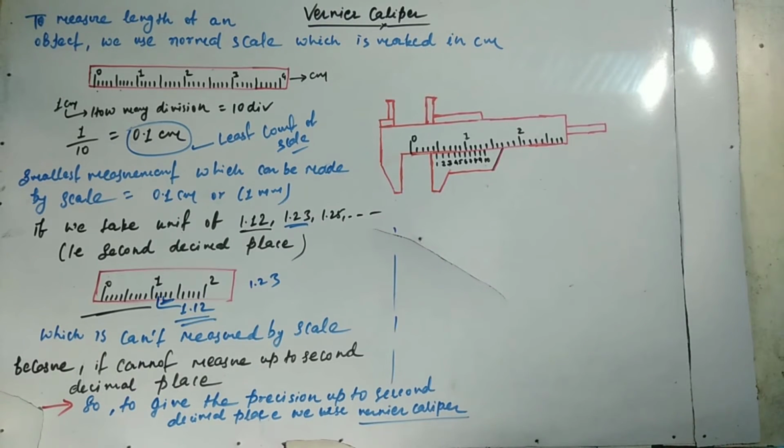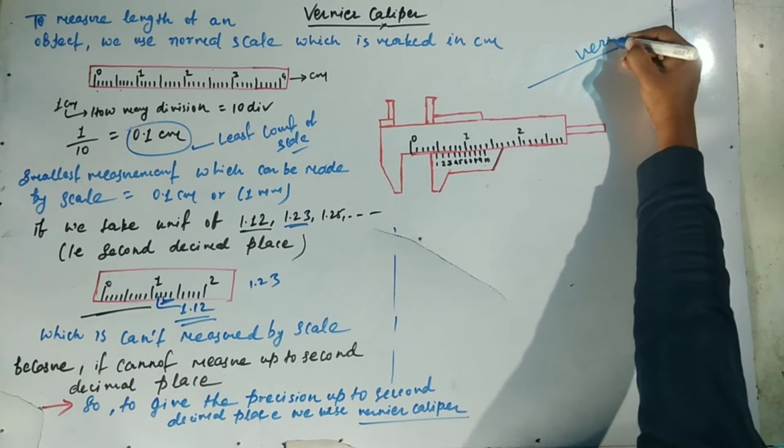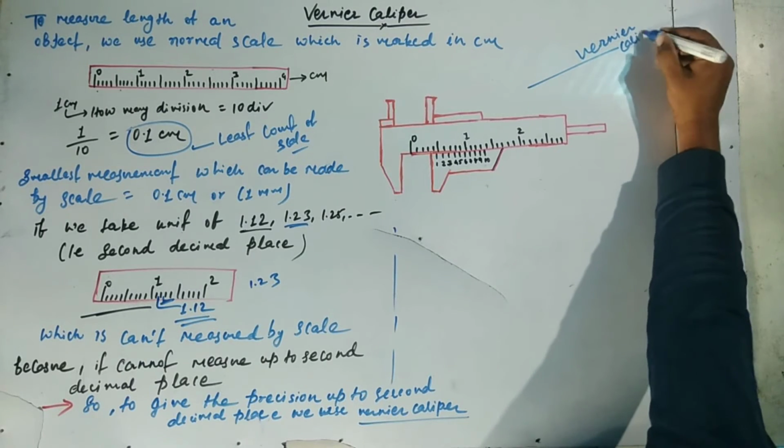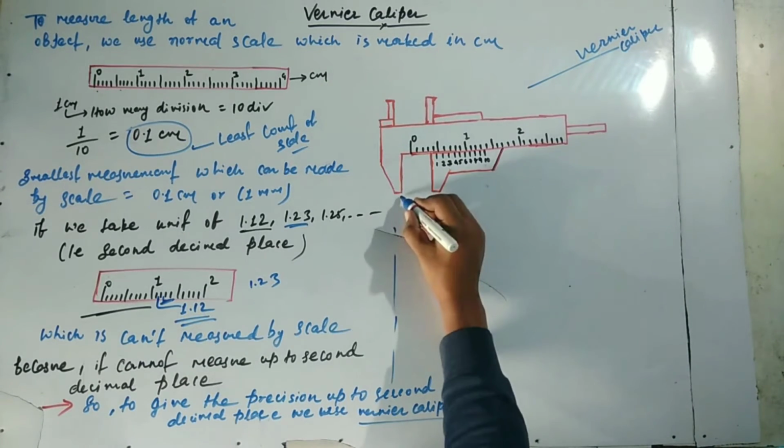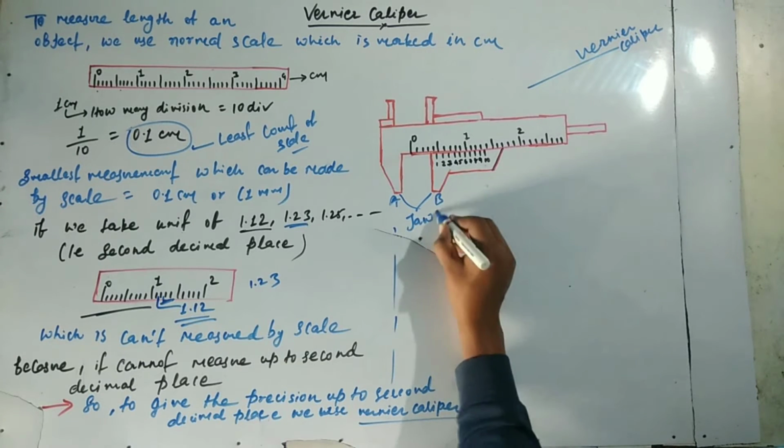Now we draw a Vernier caliper. In the Vernier caliper, two scales are there. One is the main scale and one is the Vernier scale. This is a total figure of the Vernier caliper. These two teeth, A and B, are called jaws.